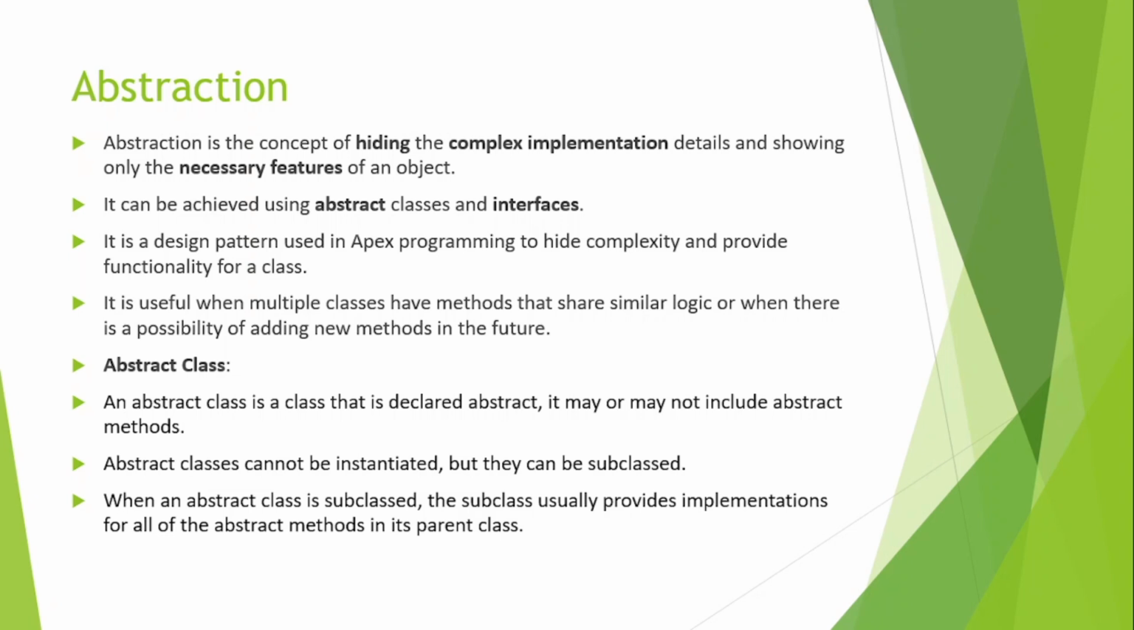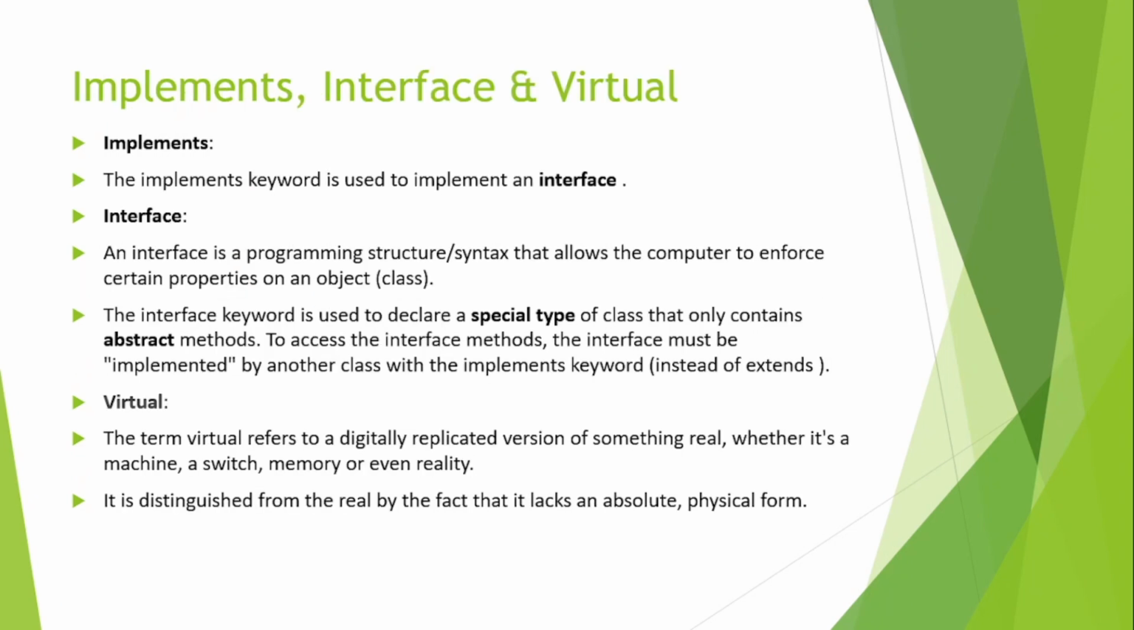Abstract class. An abstract class is a class that is declared abstract. It may or may not include abstract methods. Abstract classes cannot be instantiated, but they can be subclassed. When an abstract class is subclassed, the subclass usually provides implementations for all the abstract methods in its parent class. Implements, interface and virtual.